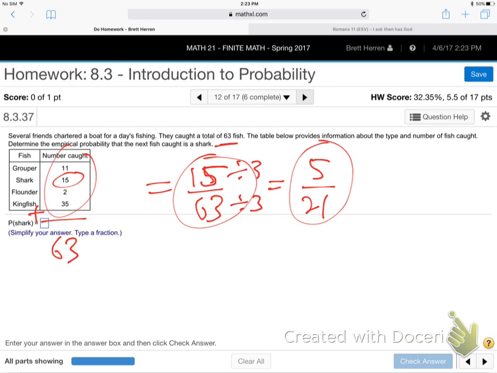5/21. You going fishing over the break? Yes. All right. Nice. There it is. Catch a shark. That must be kind of fun.